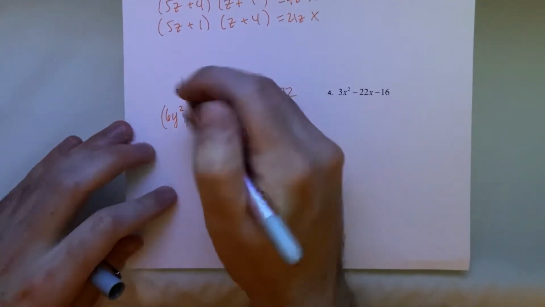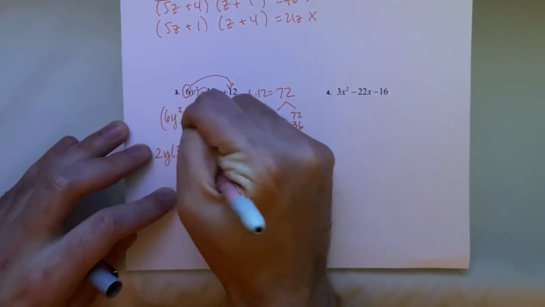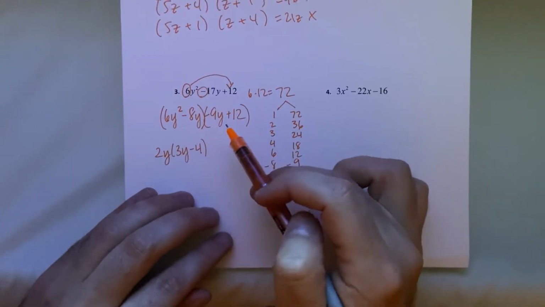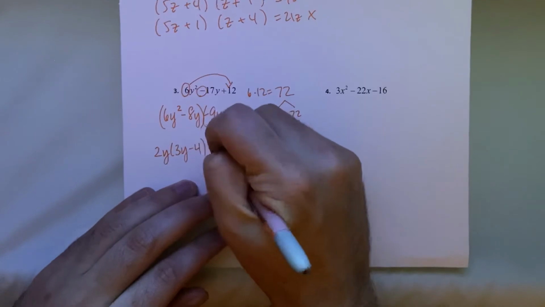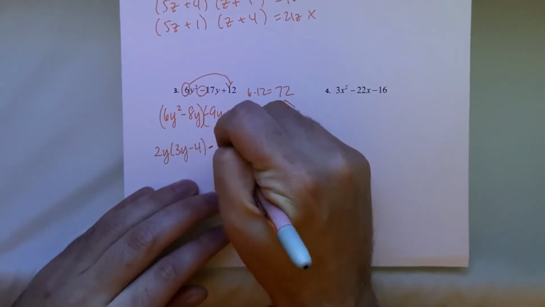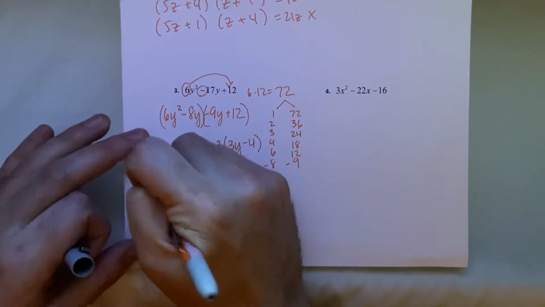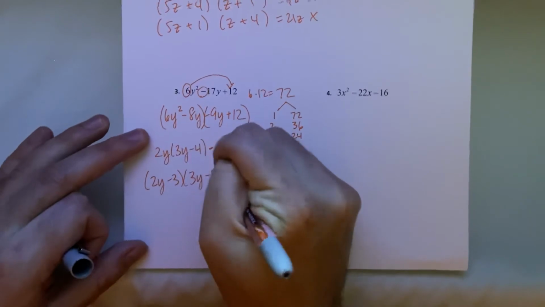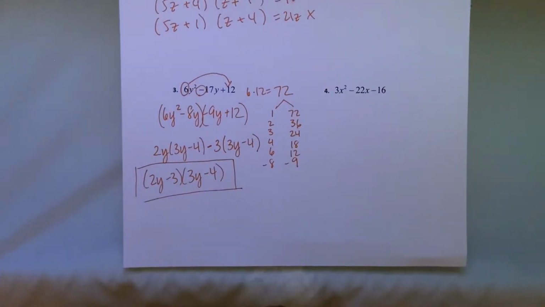6y squared minus 8y, they share a 2 and a y, and they leave 3y minus 4. Negative 9y squared, if the leading term in factor by grouping is negative, you take the negative. So they share a negative and a 3, leaving 3y minus 4. So my 2 factors are 2y minus 3 and 3y minus 4. And I will leave number 4 for you to do as well.